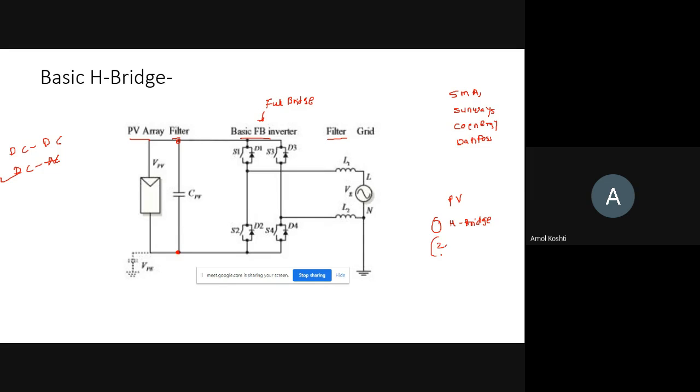Okay, and second is the neutral point clamp, which we have learned in the multi-level inverters.